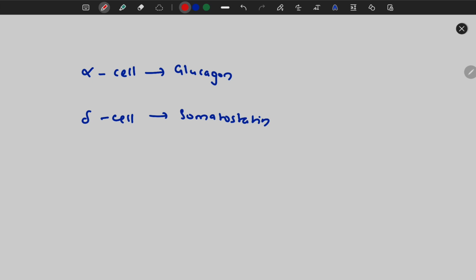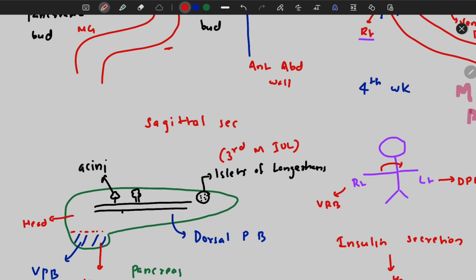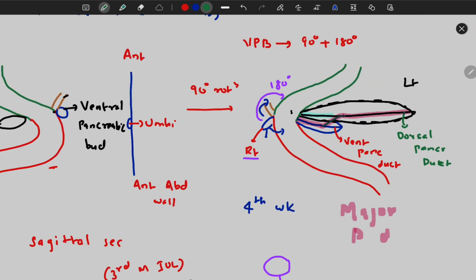In pancreas we have other cells such as alpha cells which secrete glucagon, and delta cells which secrete somatostatin. They are also derived from the parenchymal cells. Then the pancreatic connective tissue is formed from the visceral mesoderm which is surrounding the pancreatic bud. In some cases, the dorsal pancreatic duct and the ventral pancreatic duct fail to fuse. In that case, the ventral bud will be drained by the ventral duct, and the dorsal bud will be drained by the dorsal duct.